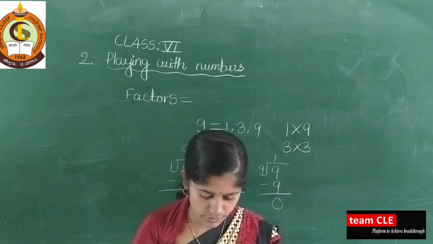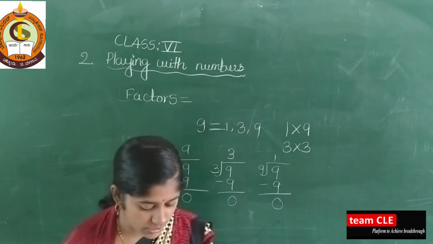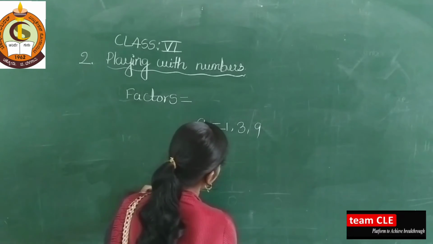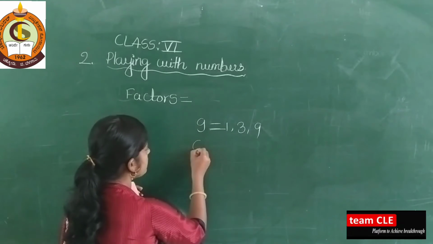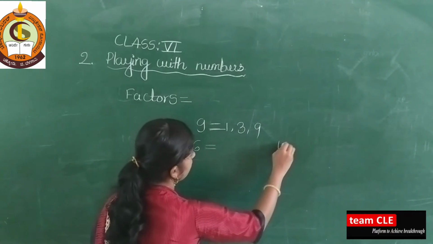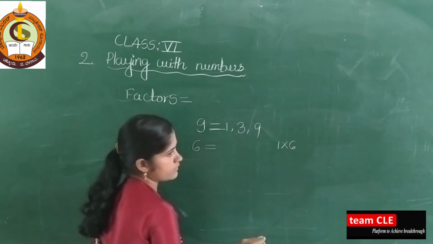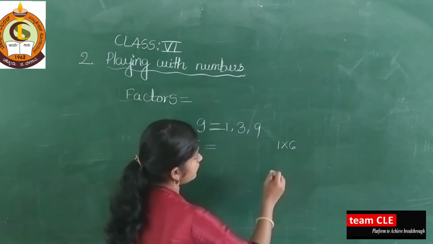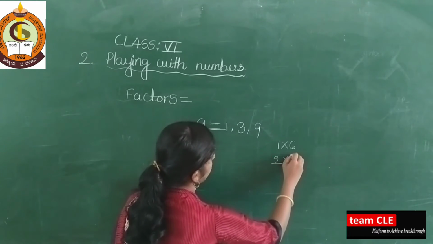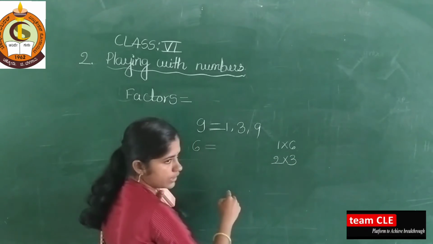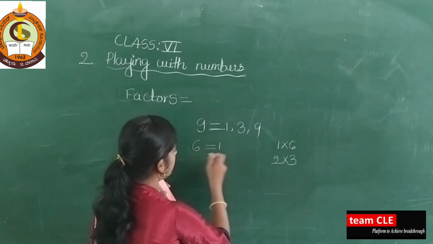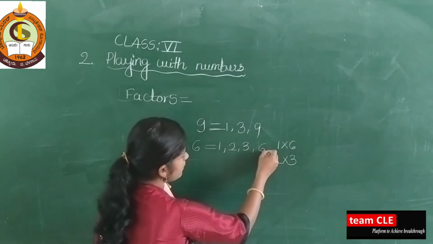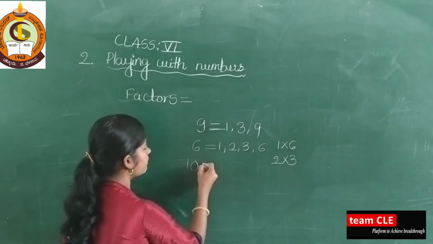On this basis, we have to see some properties of factors. Again I will take 6. Tell me, 6 is there in the table of 1: 1 6 is 6, 6 ones are 6. Already you know 1 is a factor of every number. Next, it is there in the table of 2: 2 3s are 6, 3 2s are 6. And the factors of 6 are 1, 2, 3 and 6. I will take one more example, 10.